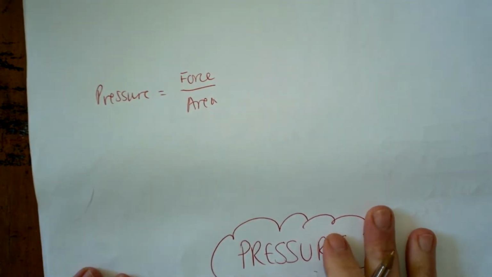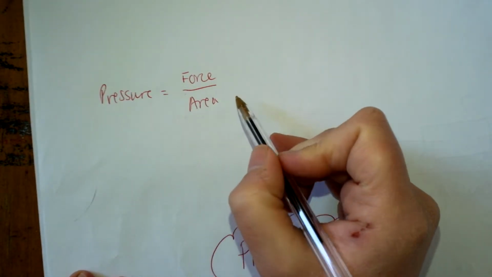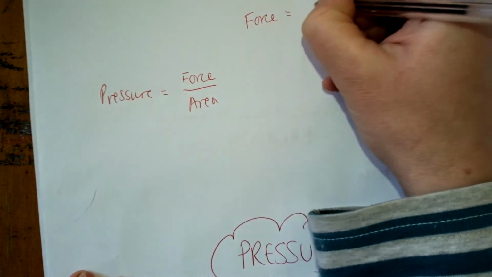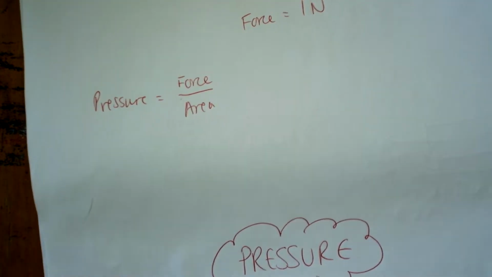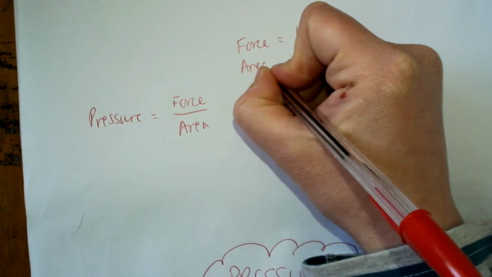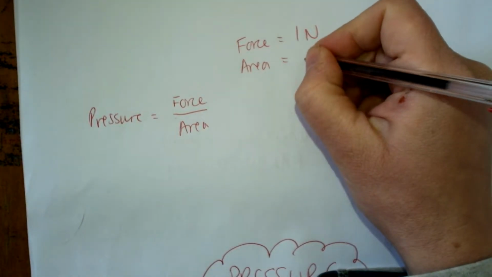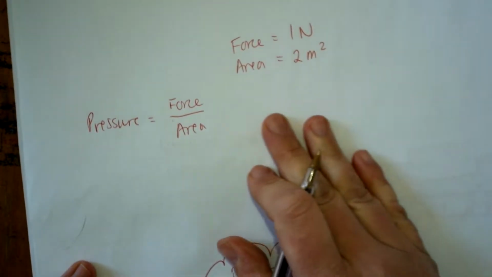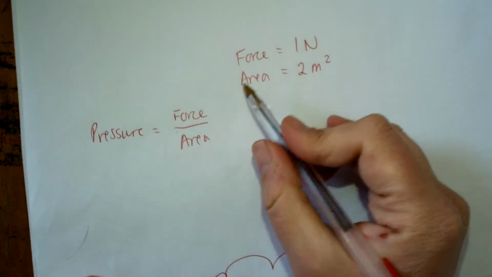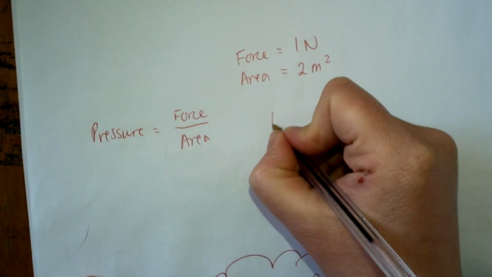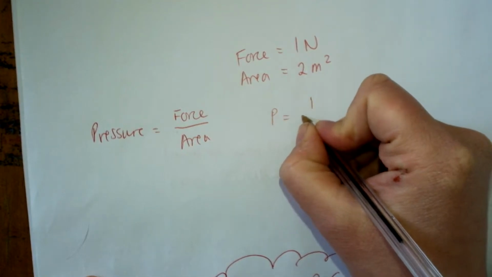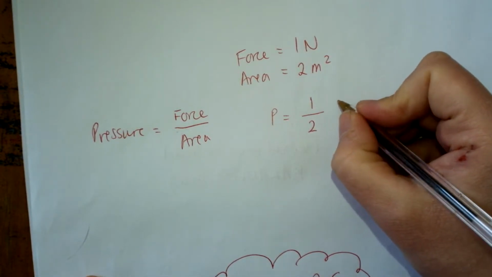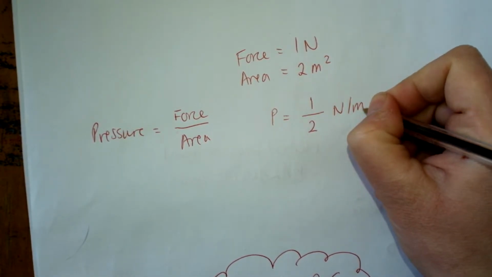Okay, so if we imagine that my force was, let's say something really easy, 1 newton, okay, and my area was 2 meters squared. Okay, it would be very small pressure. So if I put those numbers in, I'm going to get my pressure is equal to 1 divided by 2, so my pressure becomes half, and I've got newtons per meter squared.